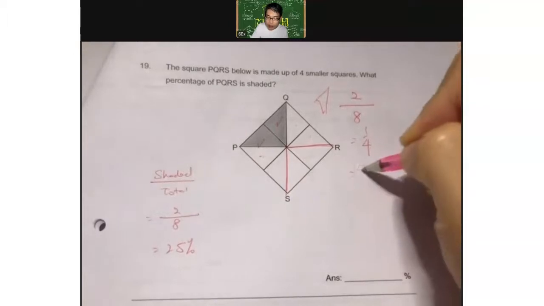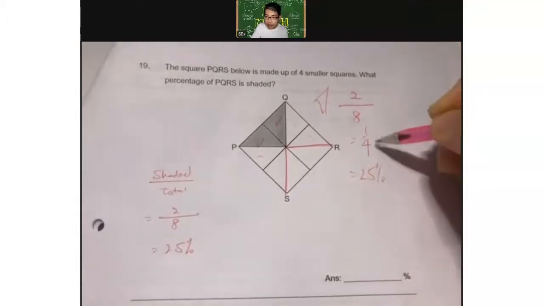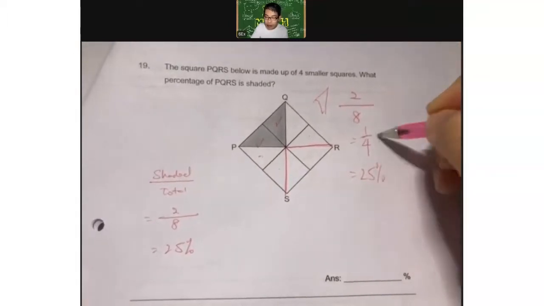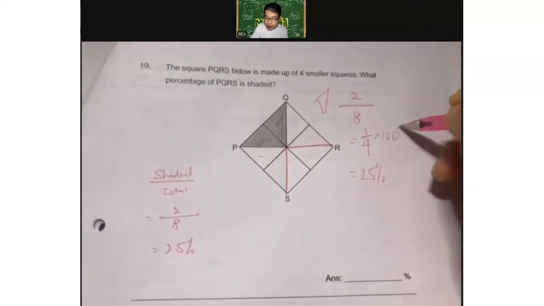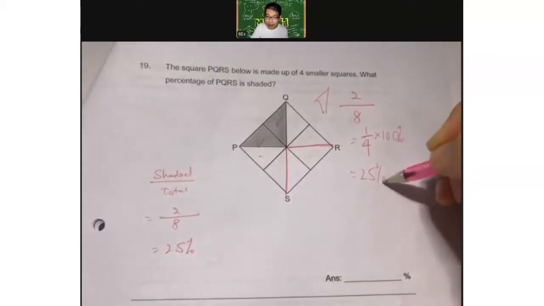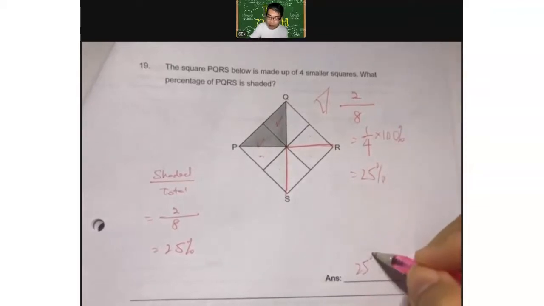And 1/4 is actually 25%. You ought to have memorized this relationship by now. If not, you can multiply by 100%, and then you'll get 25%. The answer here is 25%.